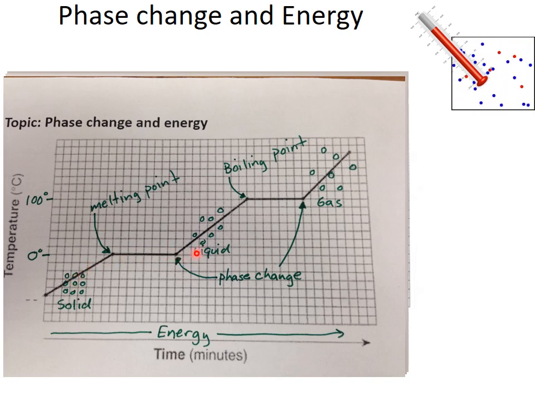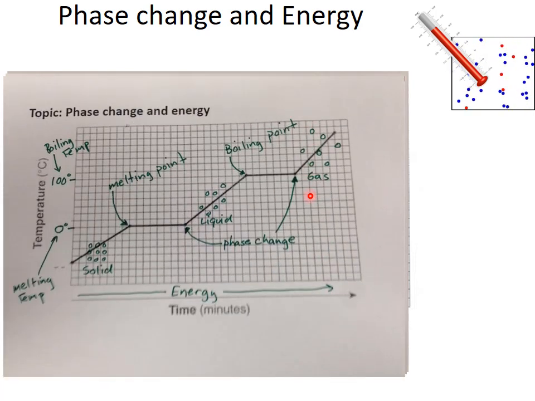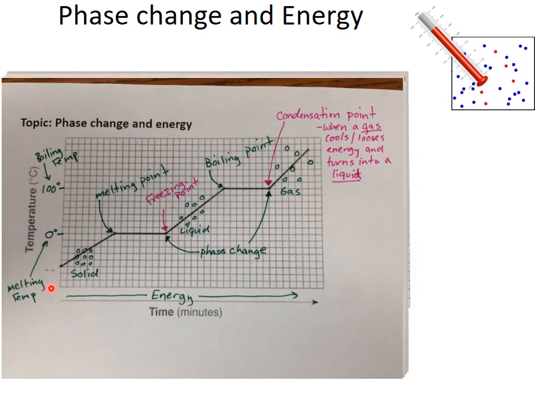So the solid to liquid phase change is called the melting point. The liquid to gas phase change is called the boiling point. And so 100 degrees is the boiling temperature. 0 degrees is the melting temperature for ice.